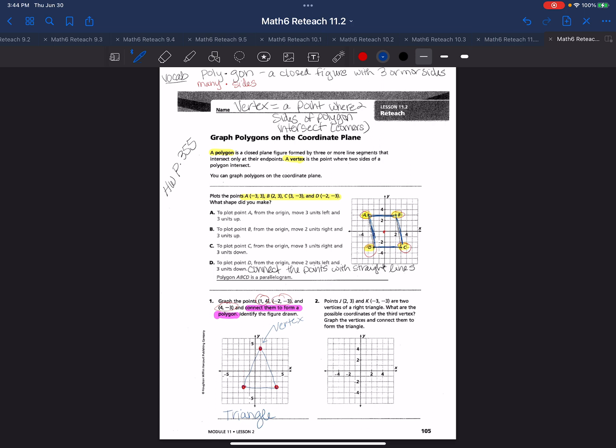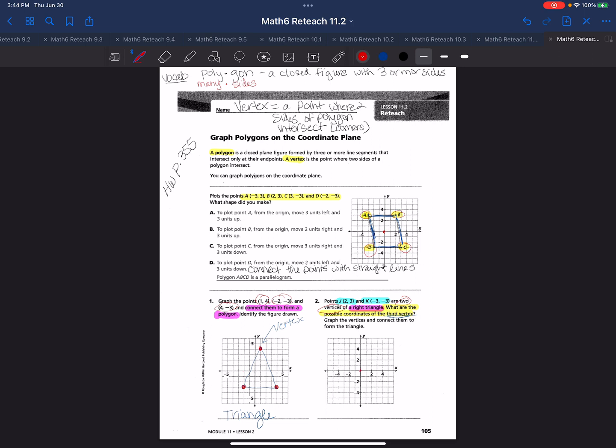Okay, question 2. Plot the points. So we have J, K. They give me 2 points in this one. And then it says we know that it forms a right angle. So it says points J and K are 2 vertices. And we know for a right triangle, we're going to need 3, but these are 2 vertices. And then it says, what are possible coordinates of the 3rd vertex? All right, so we're going to need to think a little bit on this one. The first thing we need is to plot those points.